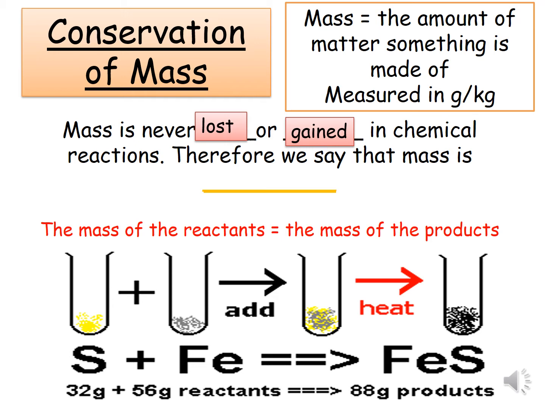Let's look at this example here. So you have 32 grams of sulfur plus 56 grams of iron. Both of them tally up to 88 grams of product. And the reason is because 56 plus 32 is what you start off with, which is 88. Once they have reacted together, they form 88 grams.